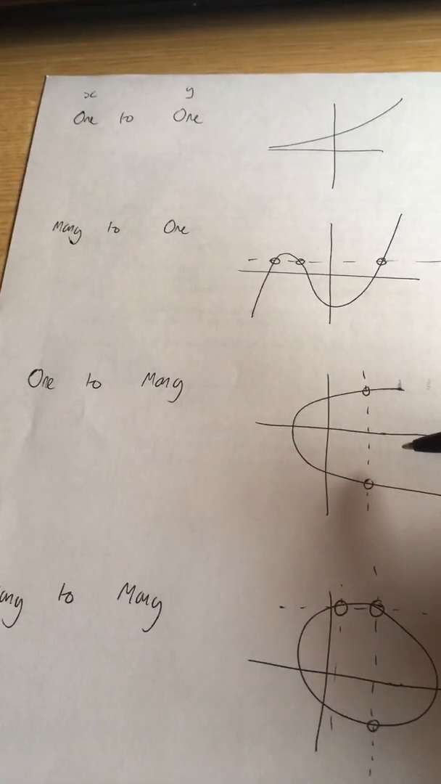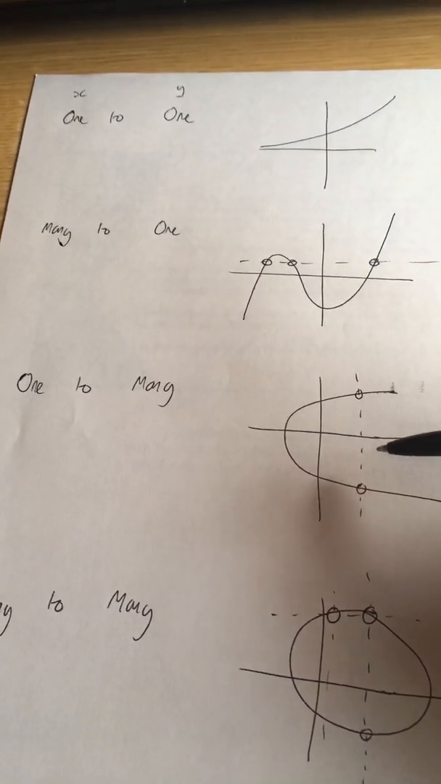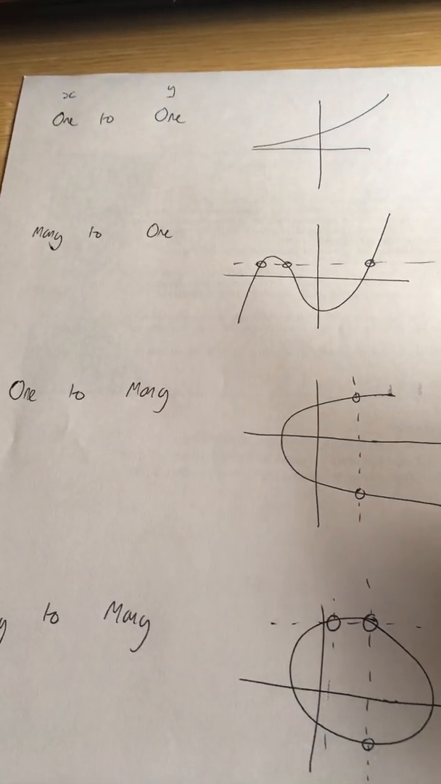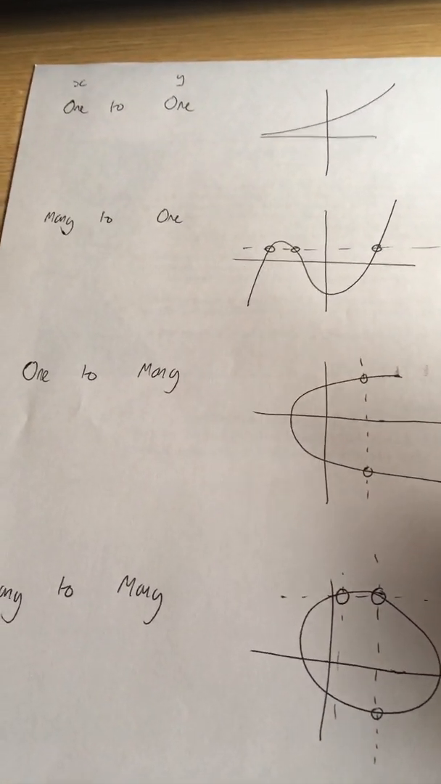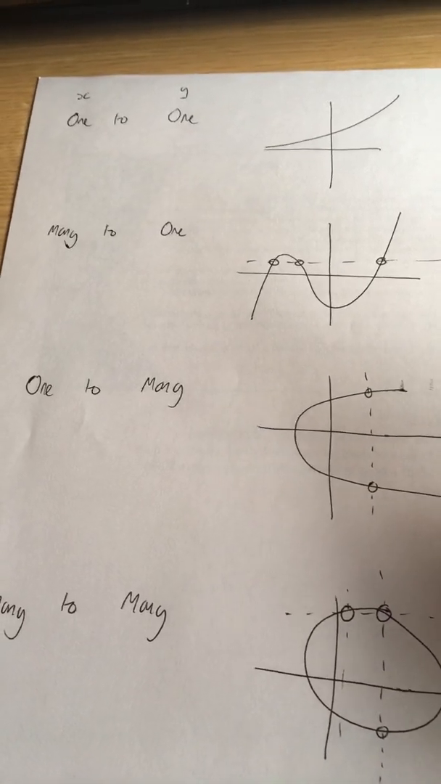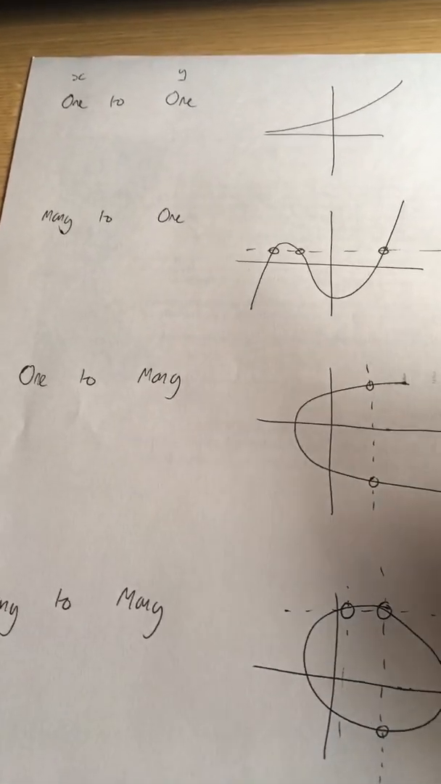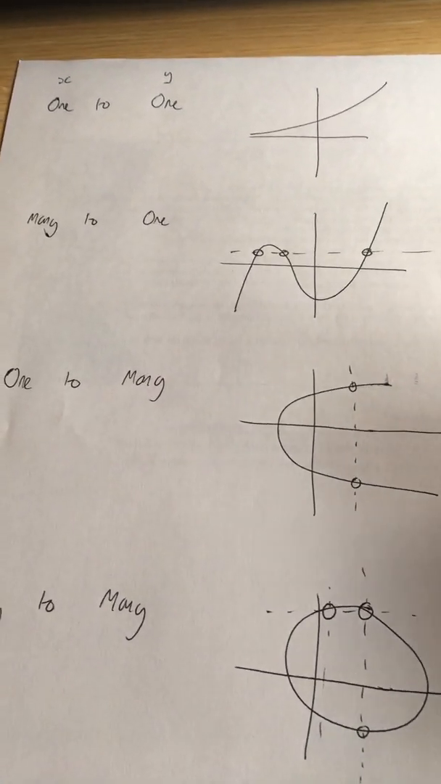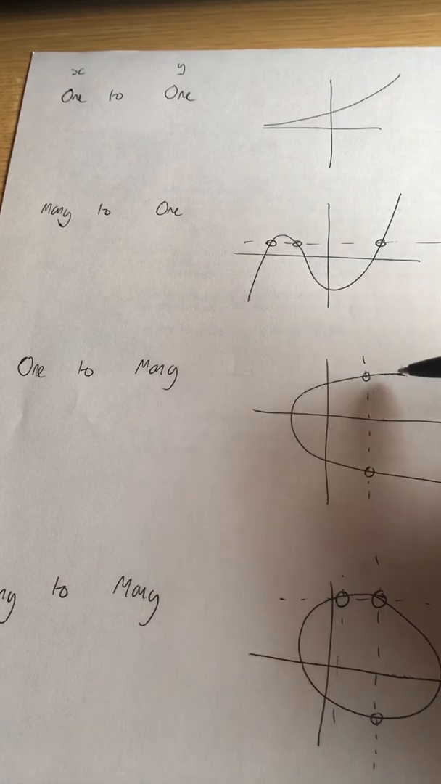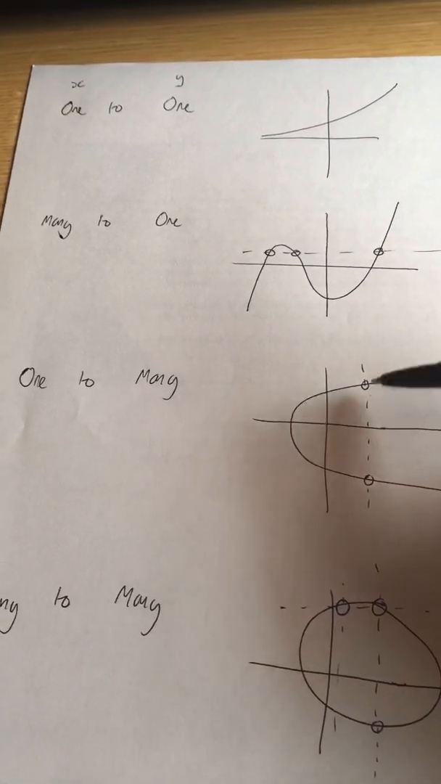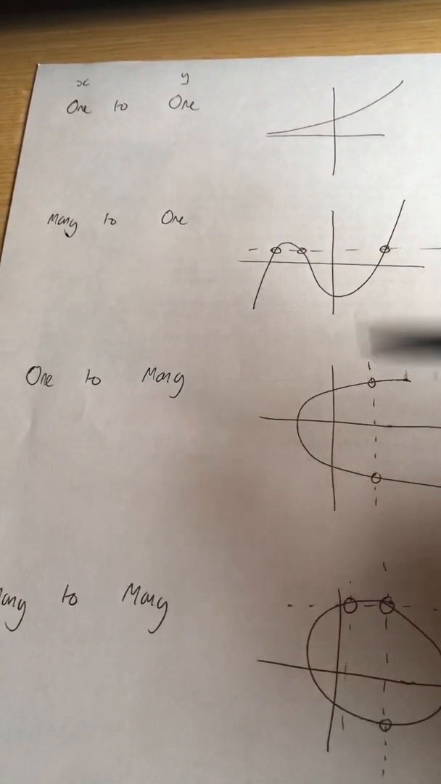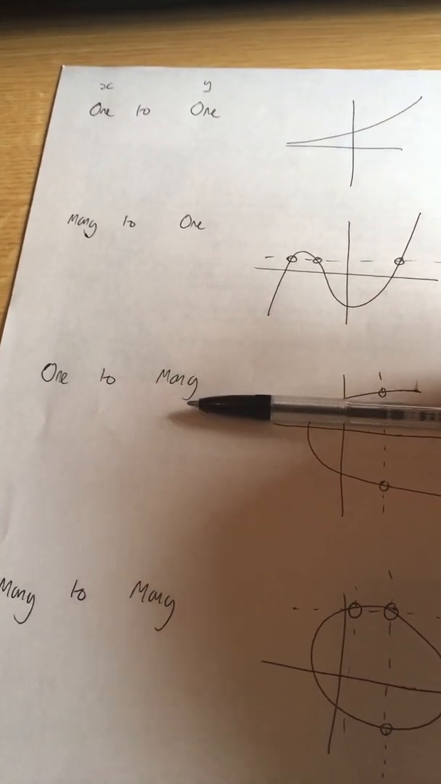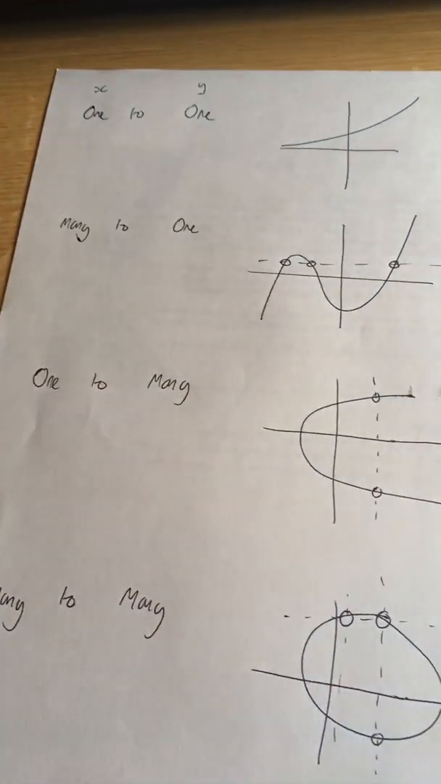Then we have the next one, which is a one-to-many. So that's one x value going to many other y values. An example of that would be something like the square root of x. If we square root x, for example, square rooting 9, we'd get 3 or negative 3. There's 2 possibilities. So a one-to-many means one x value leads us to many y values. But for each of those y values, if we were to draw a horizontal line across, it would only ever go to one x value.